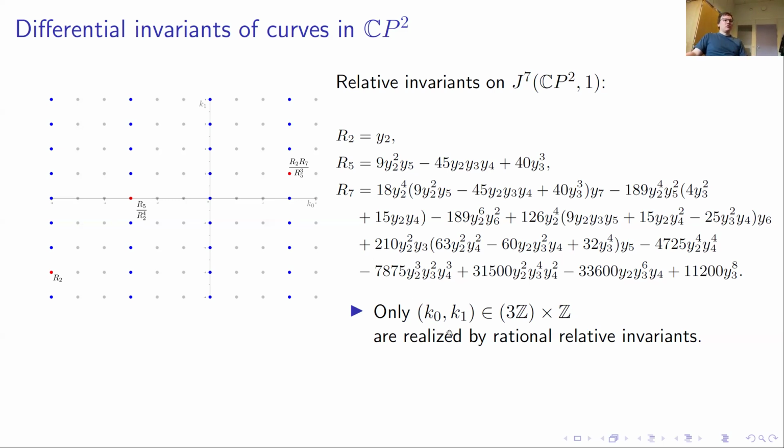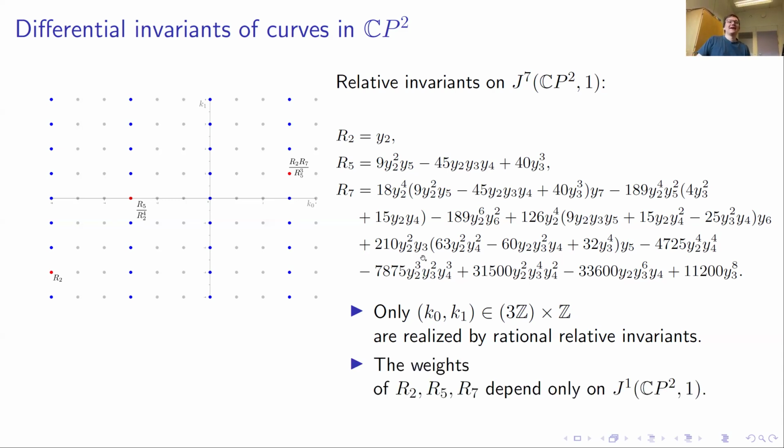There is also another thing that's important to notice, and that's that the weights here depend only on J1. So even though we have invariants over J7, they actually correspond to line bundles over J1, which may be surprising. So in the last couple of minutes, I will try to explain this phenomenon, because it's actually a general result.